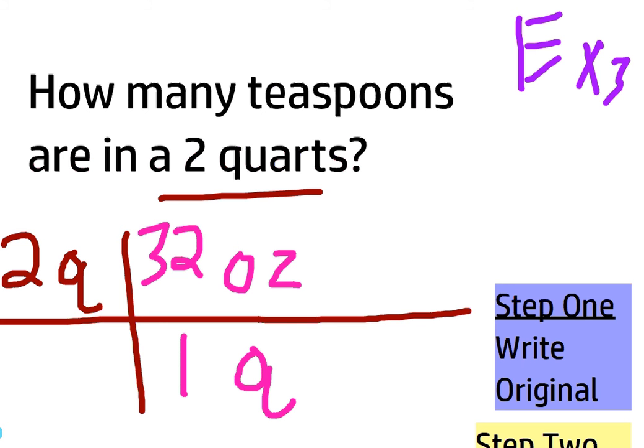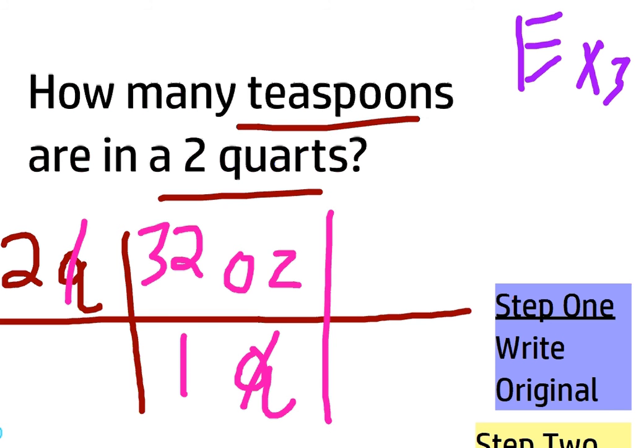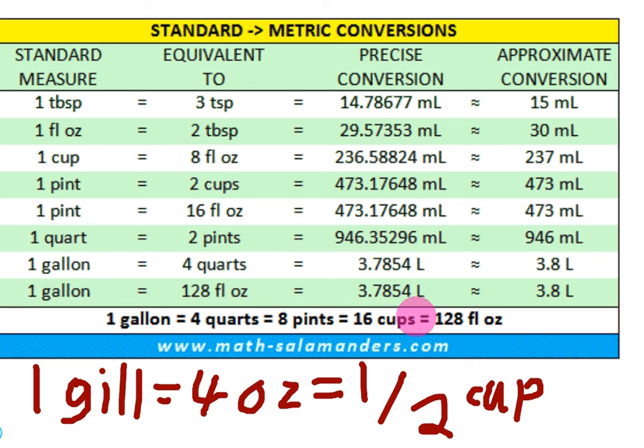Okay. So the Q's are going to cancel. But we want to go to teaspoons. So we want teaspoons to be in the final answer, and we now want to get rid of the ounces. So how many teaspoons are in an ounce? We talked about that before. If there's 2 tablespoons in an ounce and 3 teaspoons in a tablespoon, that would be 6, correct?